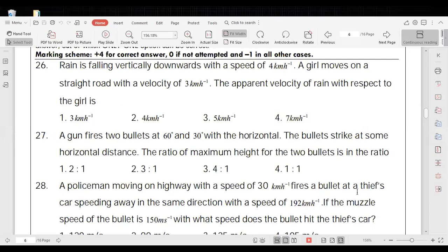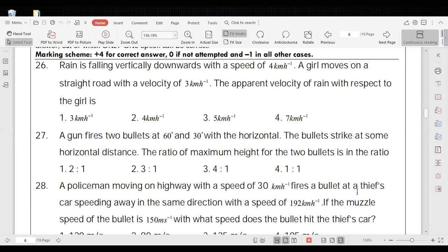Therefore, what is the velocity of the bullet with respect to man? The bullet is fired from the gun with this velocity, but while moving he fires, so it is the velocity of the bullet with respect to gun, but the gun is also moving with the velocity of the man, because he holds the gun and he is moving. That's why the velocity of the bullet with respect to gun or man is this one, that is 150 meter per second.